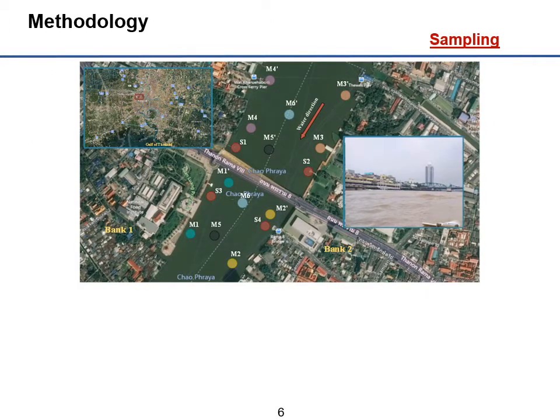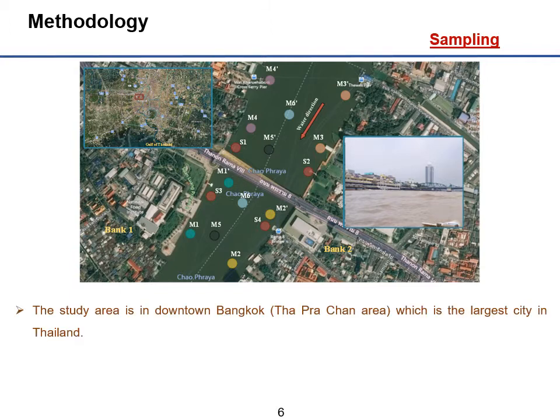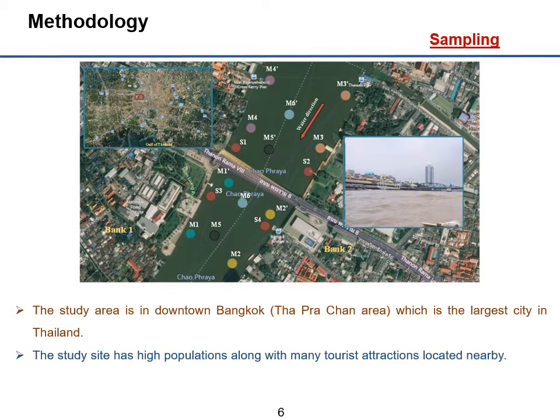Continuing, let's move to the methodology part. Firstly, let's talk about the sampling. From the map here, we can see this study area is located in downtown Bangkok, which is the largest city in Thailand. The study site has a high population along with many tourist attractions located nearby.